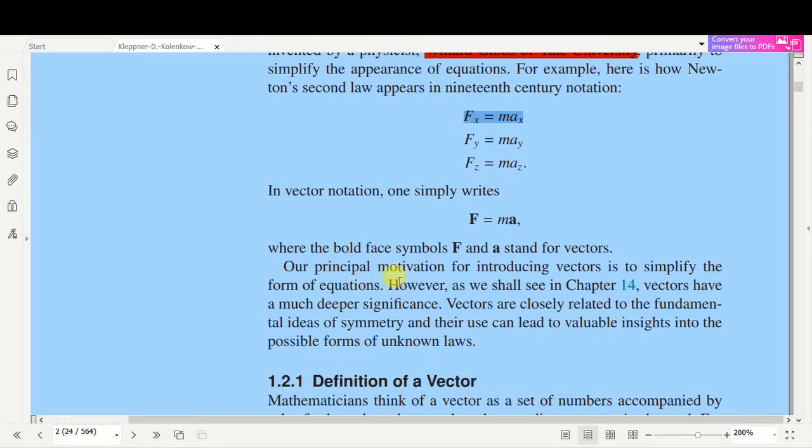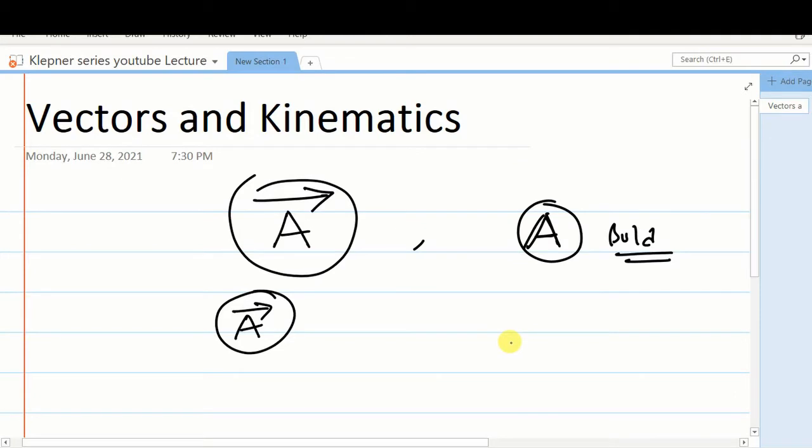However, we shall see in chapter 14, vectors have much deeper significance. Oh brother, you will have to wait till chapter 13 to see its deeper significance. I am sorry for that. Vectors are closely related to the fundamental ideas of symmetry, and their use can lead to valuable insight into possible form of unknown laws. What did you say, brother?